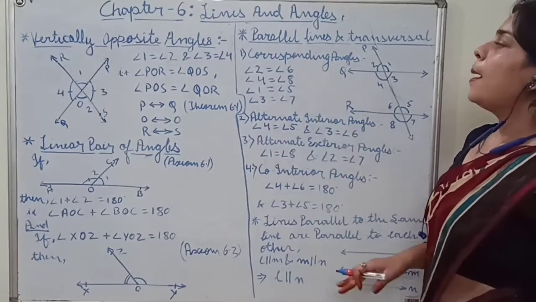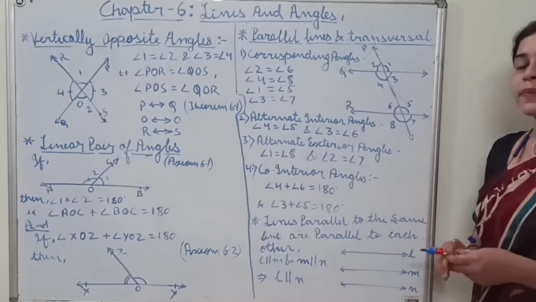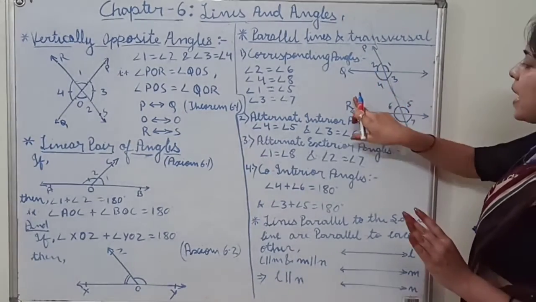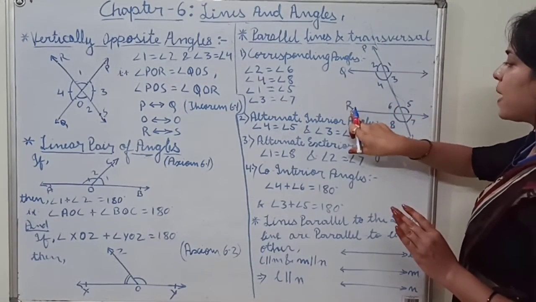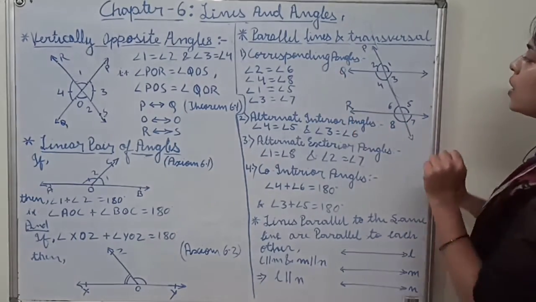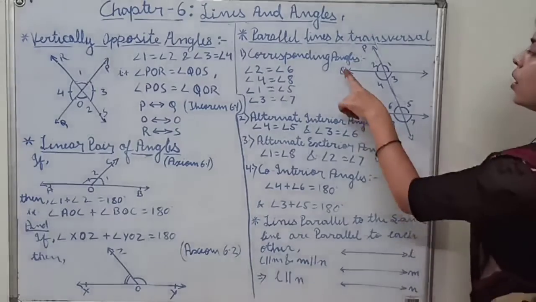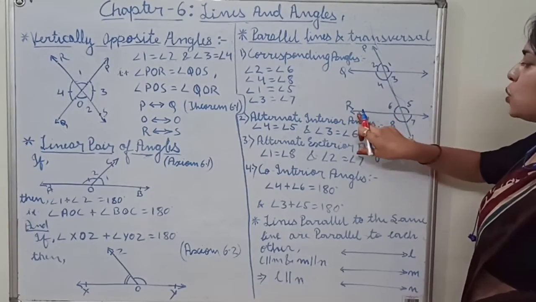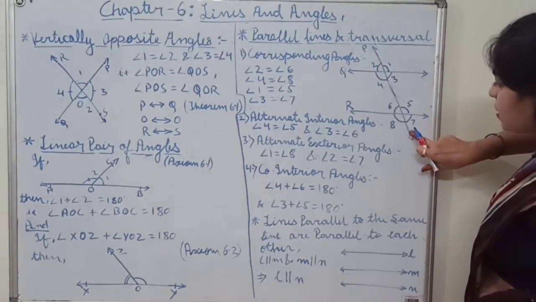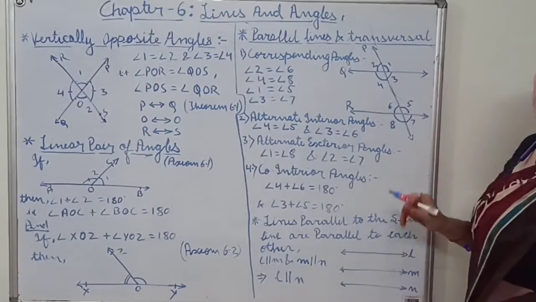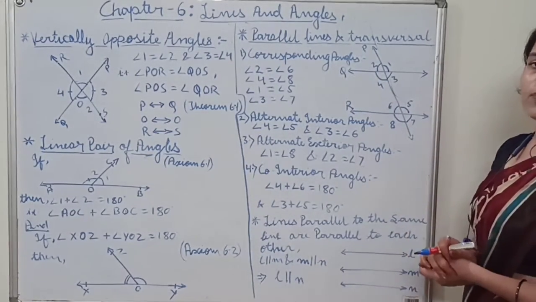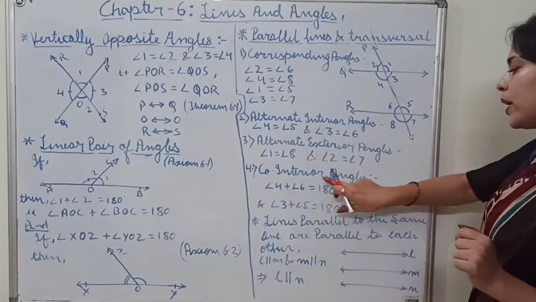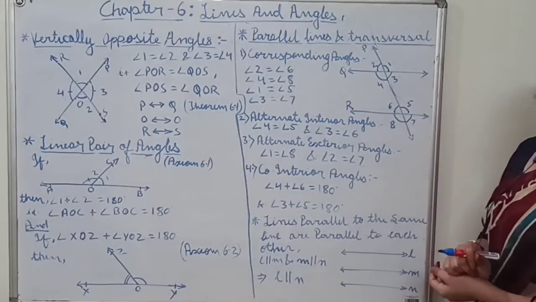Now see, parallel lines and transversal: angles made by parallel lines and a transversal. If we have two lines here, Q and R, it is given that Q is parallel to R, and P is a transversal intersecting these two lines. Then the angles so formed will be corresponding angles, alternate interior angles, alternate exterior angles, and co-interior angles. Let us see what their properties are.